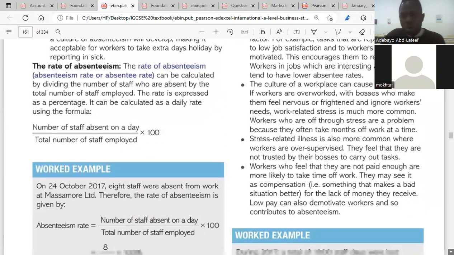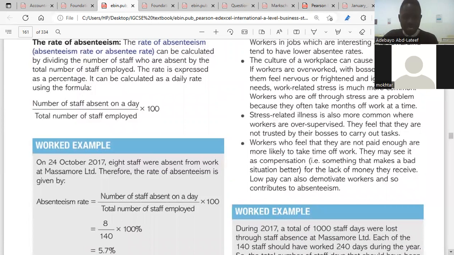The next one, the culture of a workplace can cause absenteeism. If workers are overworked with bosses who make them feel nervous or frightened and ignore workers' needs, work-related stress is much more common, because they often take months off work at a time.